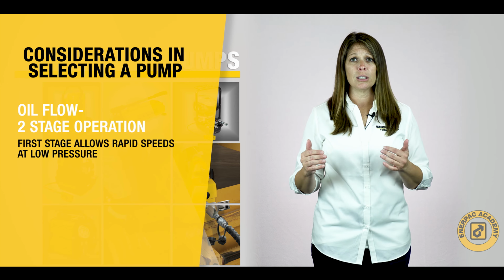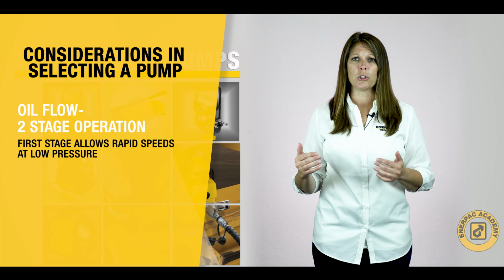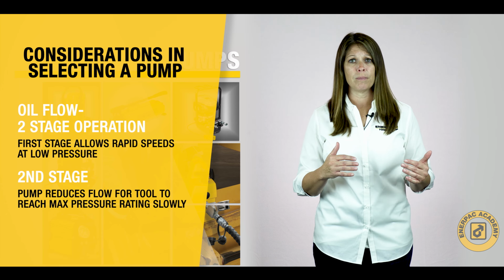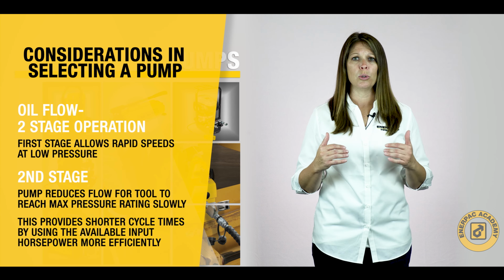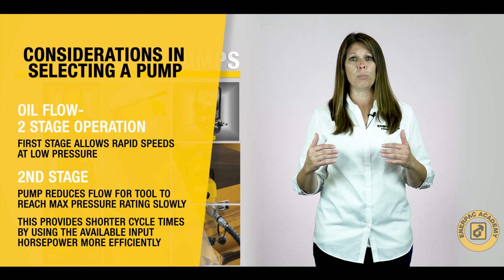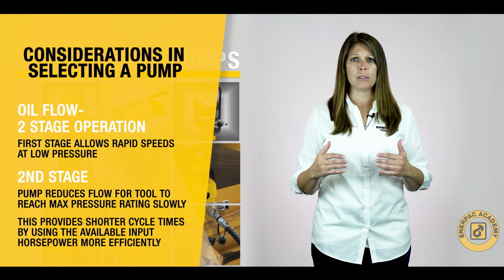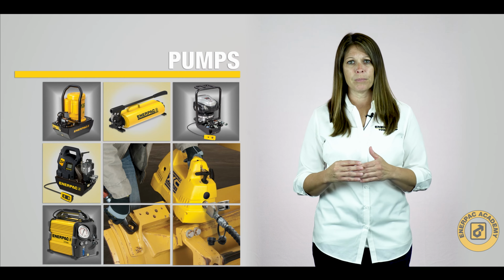The first stage allows rapid tool speed at low pressures. When a certain pressure is reached, the pump shifts automatically to the second stage. The second stage reduces the flow, allowing the tool to advance more slowly to its full pressure rating. This function provides shorter cycle times by using the available input horsepower more efficiently.